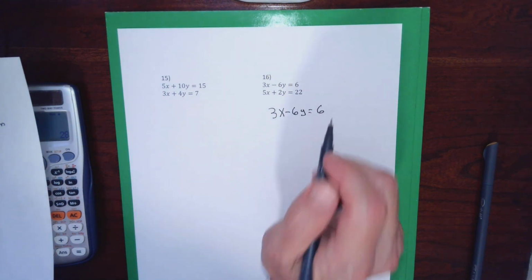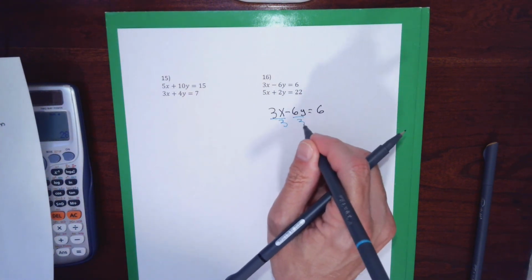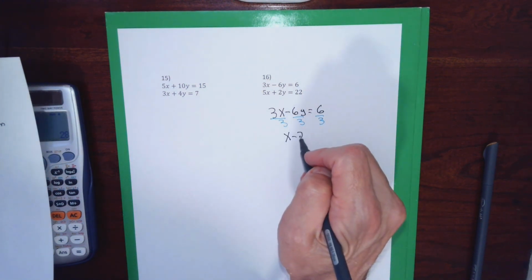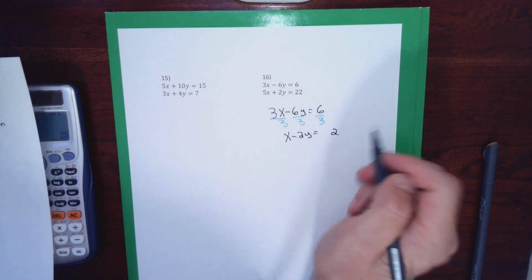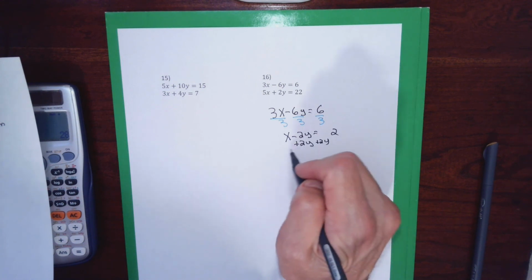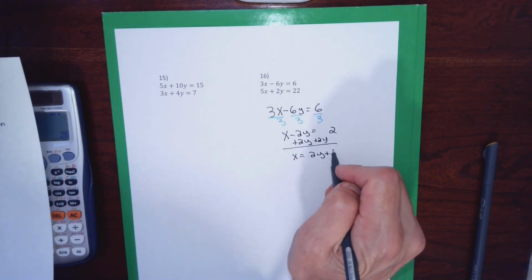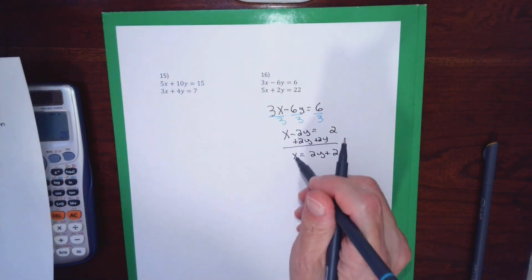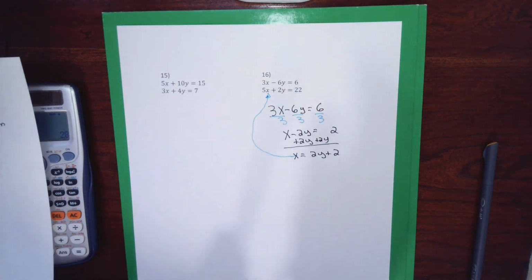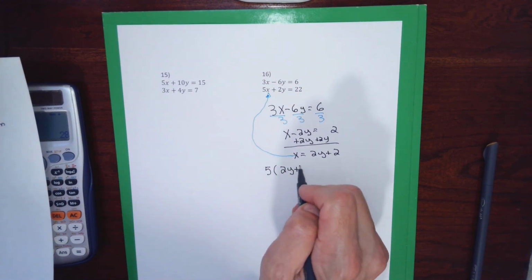So I'm going to start off with my top equation and divide through by 3. And that's going to give me x minus 2y equals 2. And now I'm going to solve for x by adding 2y to both sides. This is going to give me x equals 2y plus 2. That I'm going to substitute into the opposite equation. So I'm going to go to the bottom equation and change the x to 2y plus 2.